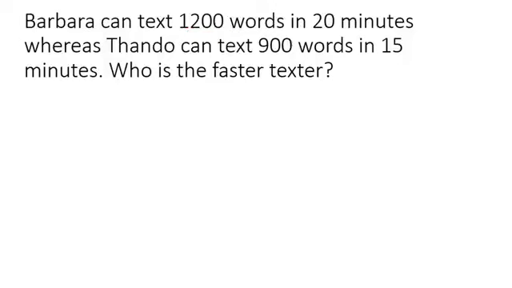Okay, so Barbara can text 1,200 words in 20 minutes. So that means in 20 minutes, she can text 1,200 words. Thando can text 900 words in 15 minutes. Who is the faster texter? So you can't just say that it's Barbara because that's longer, or that's a bigger number than this number. You also have to look at Barbara takes 20 minutes, whereas Thando takes 15 minutes. So what you rather do is the following. So here's Barbara. Here's Thando.